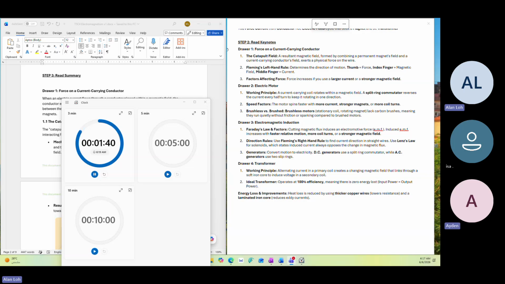Okay, good morning, Aiden. While Singling is reading step 2, Aiden, we are on step 2, and there are 4 drawers.